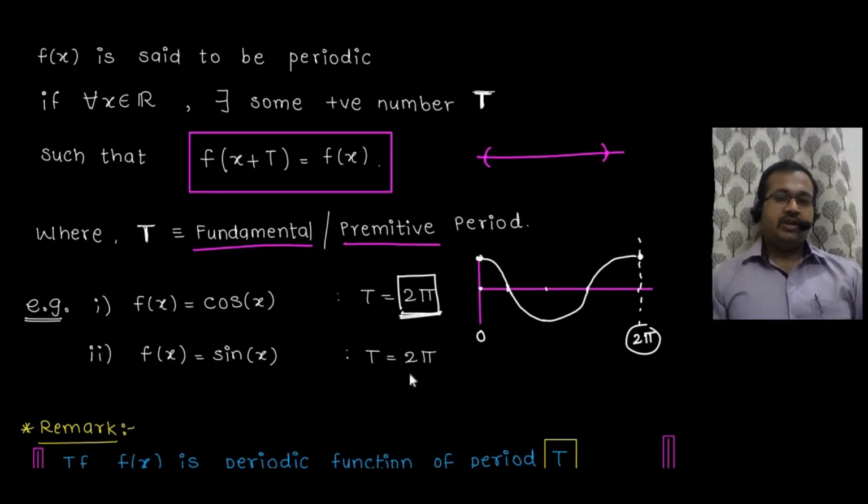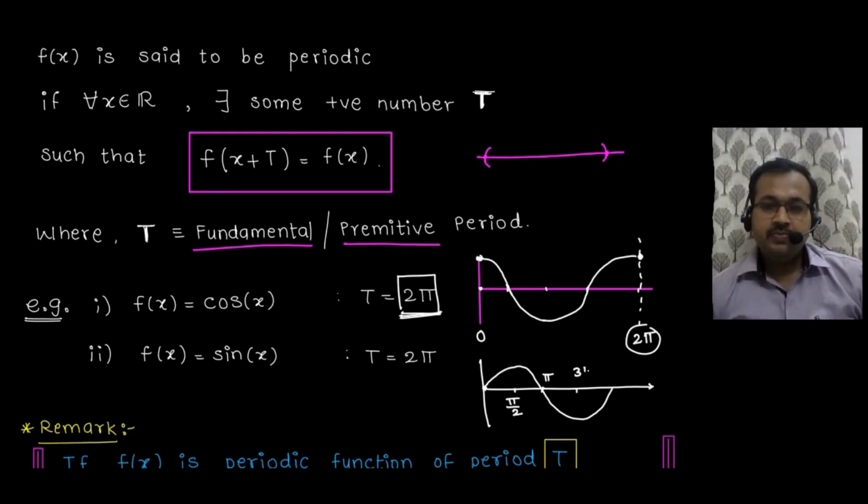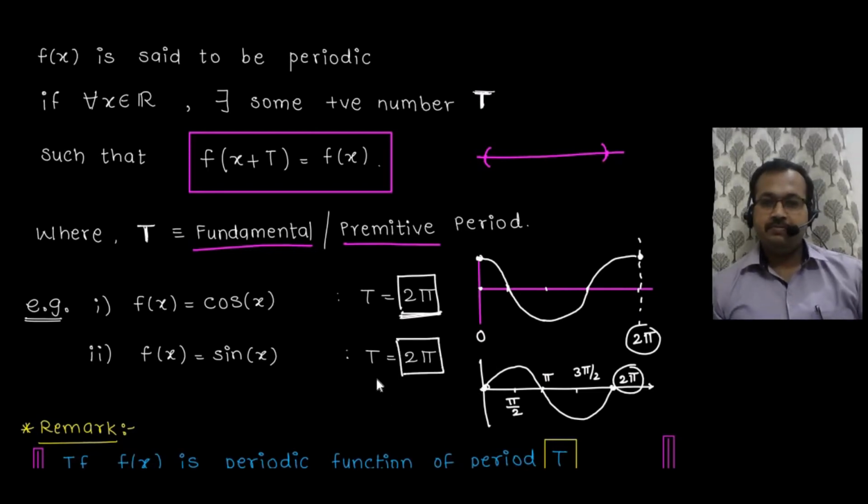Same is the case with sin x. Instead of 1 when x is equal to 0, we start with 0, then pi by 2, pi, 3 pi by 2 and 2 pi. So this value is plus 1 at pi by 2, at 3 pi by 2 sin is minus 1, and at 2 pi it is 0. After this we are getting the same function values. So it means sin x is a periodic function with period 2 pi.